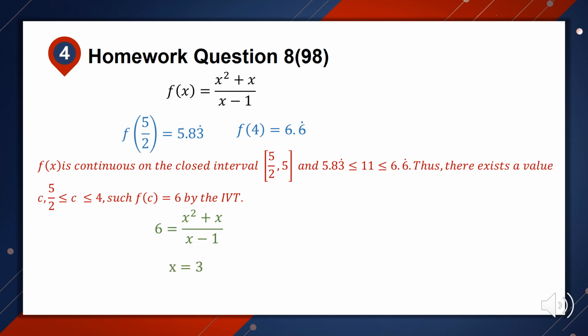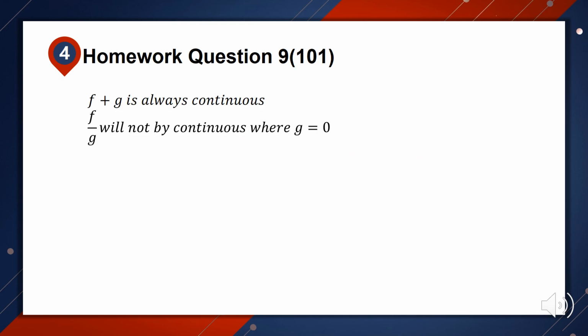The next question: f plus g is always continuous, and f over g will not be continuous where g is equal to 0. Because when g is equal to 0, f of x is equal to x squared plus 1, and g of x is equal to x minus 1.